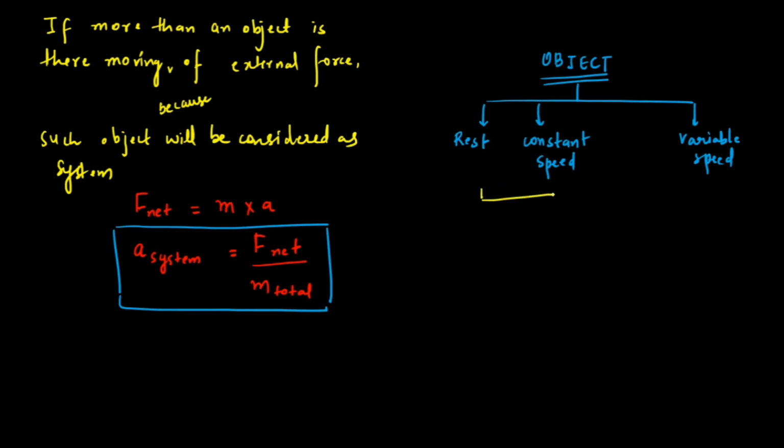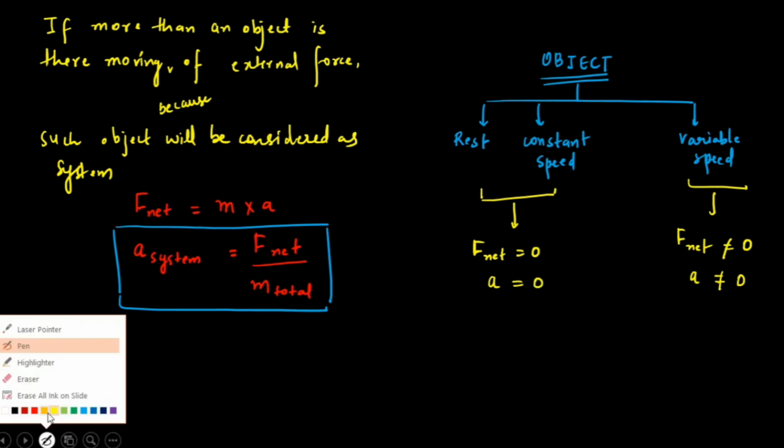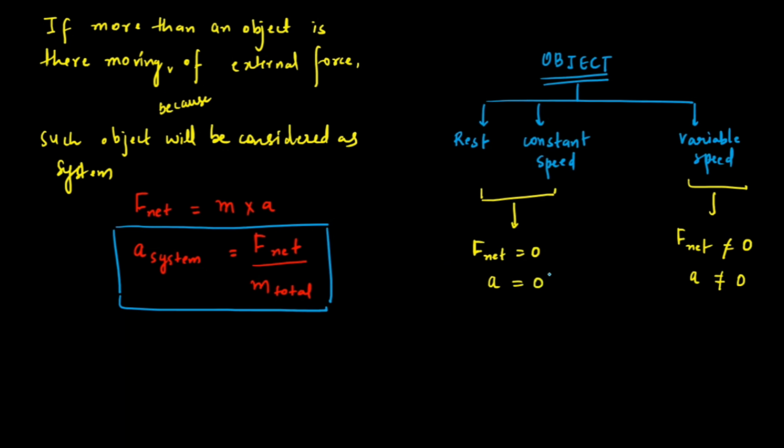If the object is at rest or moving with constant speed, we can say that F net on the object is going to be 0. But if it is moving with variable speed, F net is not equal to 0, so acceleration is not going to be 0. In the first case, acceleration is 0. So if acceleration is 0 and F net is 0, it is in equilibrium.